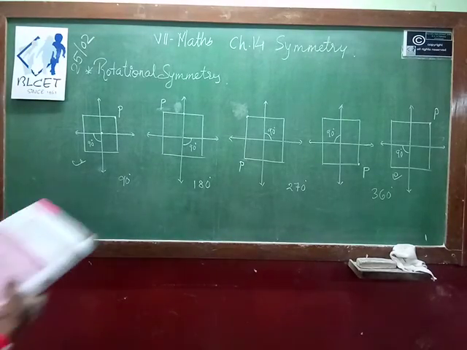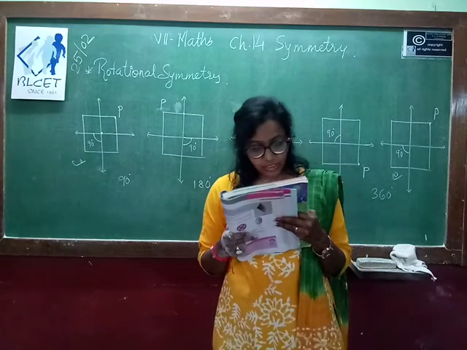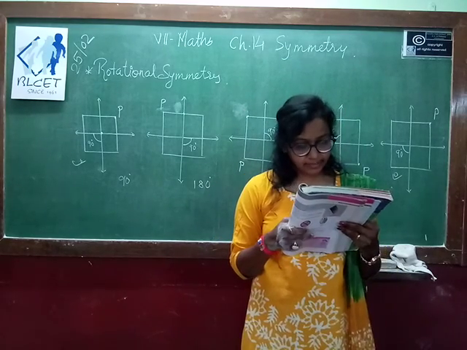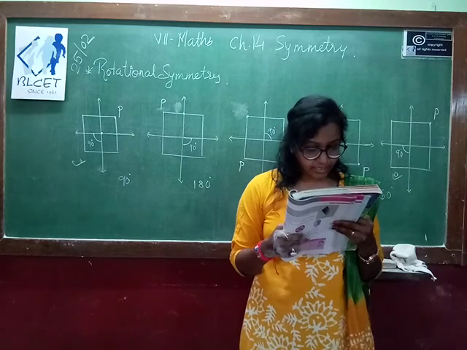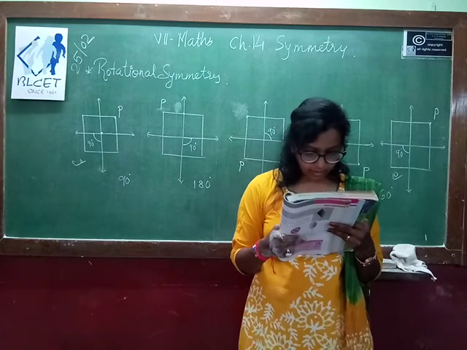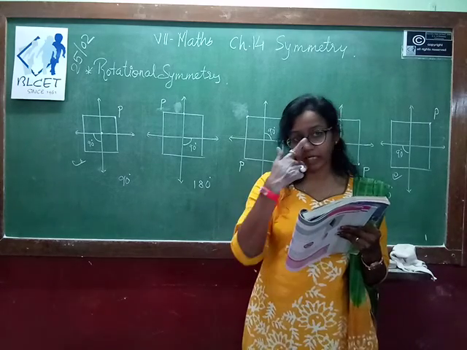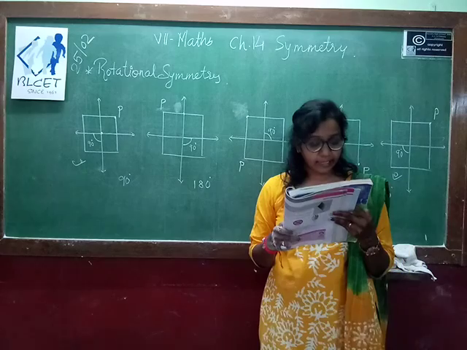So from this, what can we conclude? A square has a rotational symmetry of order 4 about its center. And what observations can we make? The center of rotation is the center of the square. The angle of rotation is 90 degrees, because each time we are rotating by 90 degrees.